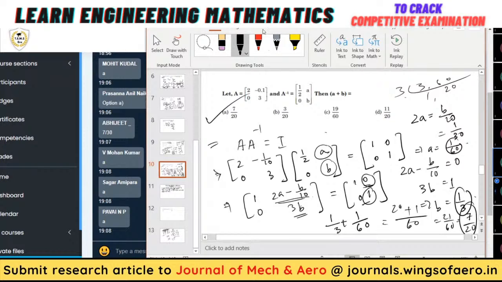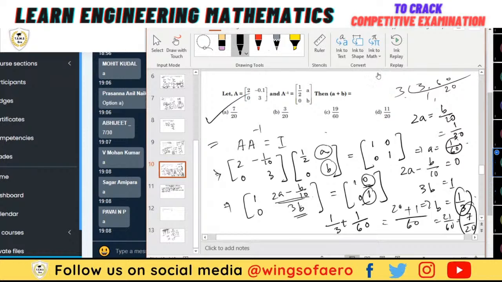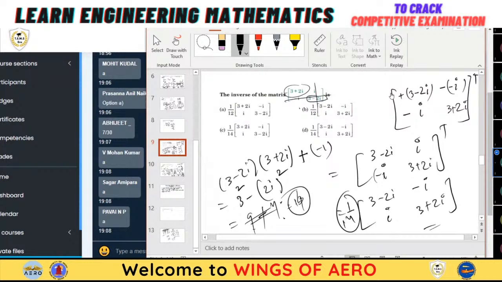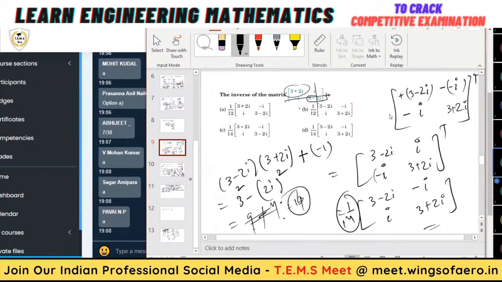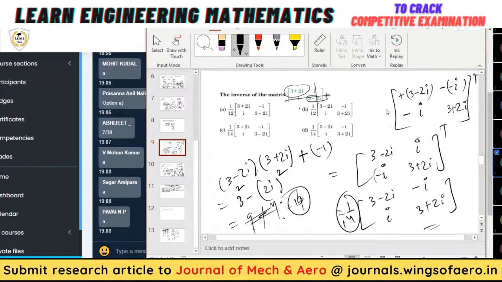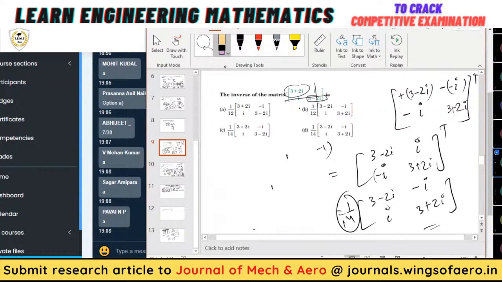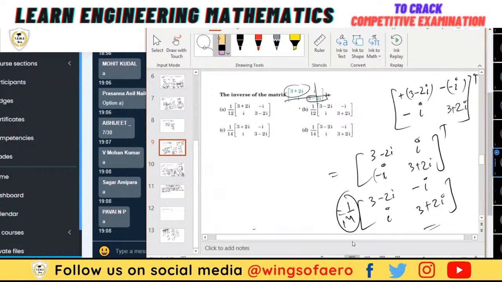Sir, excuse me, sir. Yes. Sir, would you please check the previous question's solution once again? Previous question. Which one is previous? This one. Yeah, sir. Sir, determinant will be 1 by 12, I guess, sir. Maybe 12. Okay, I'm solving it. I square equal to minus 1. I square always minus 1.